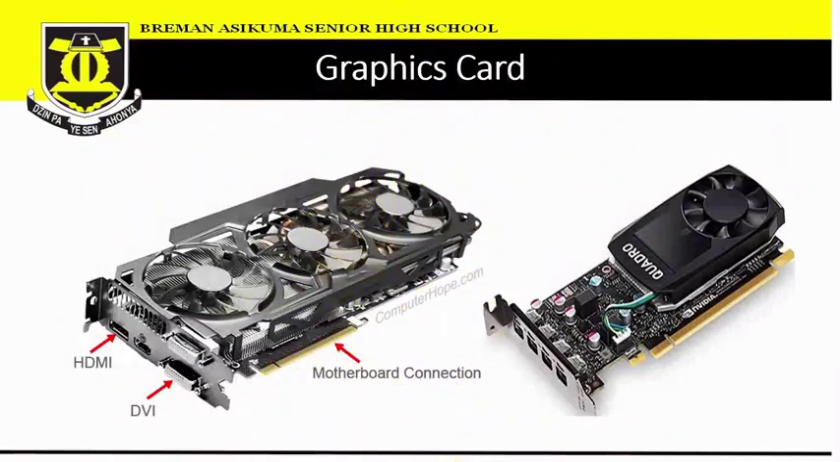So these are examples of graphic cards. You can see that this has HDMI and it's also having a DVI. This one is also having different ports altogether. So that is a graphic card for sure.